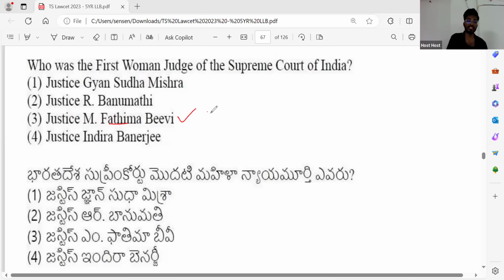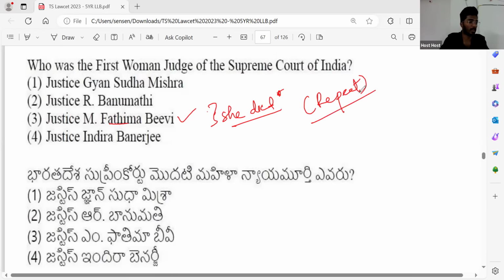Very recently she died. She is from Kerala. She died very recently. Hence, there are very good chances that this question will repeat in the exam.